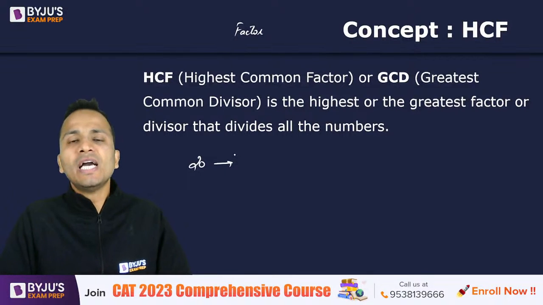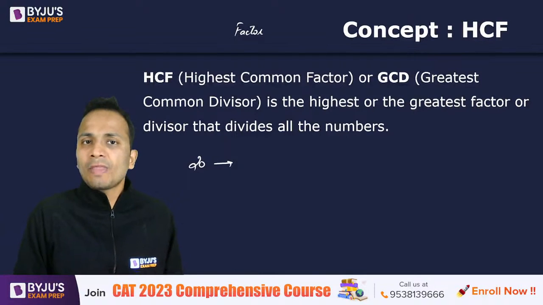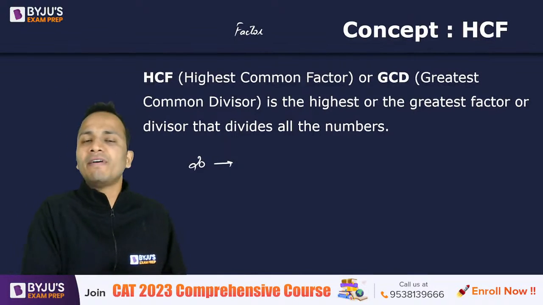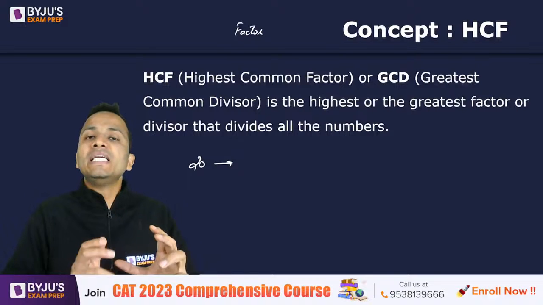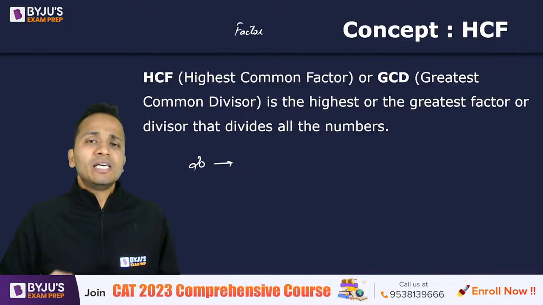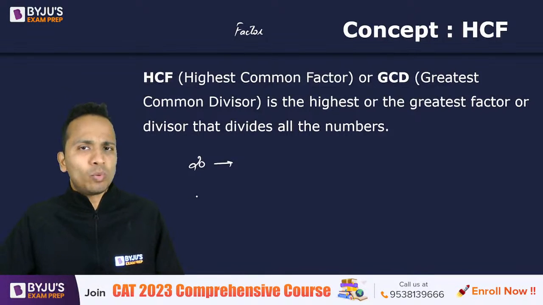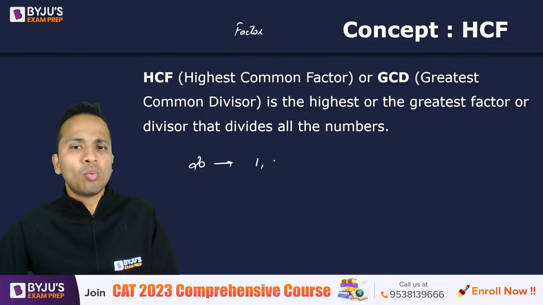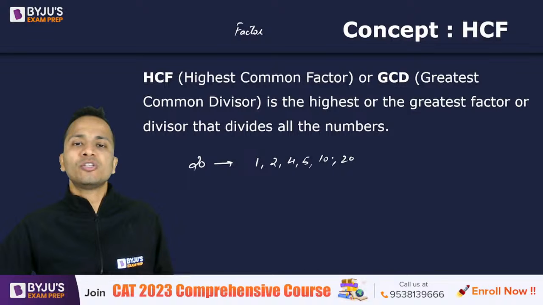The factors of 20 are all those numbers which are less than or equal to 20 and that will completely divide 20. So the factors of 20 will be those numbers by which 20 is completely divisible. So I can say that 20 is completely divisible by 1. So 1 can divide every number. So 20 is completely divisible by 1 as well as 2, 4, 5, 10 and the number itself, that is 20. All right. So these are all the factors of a number.